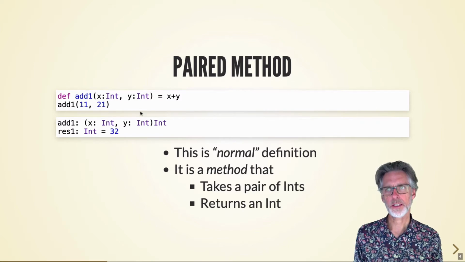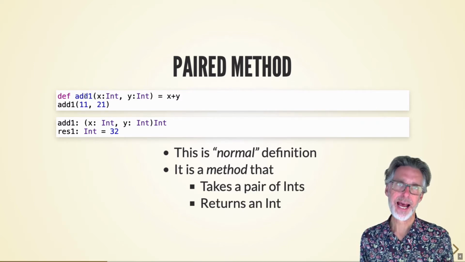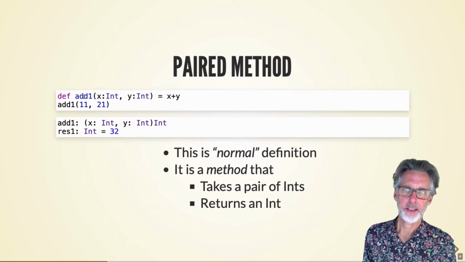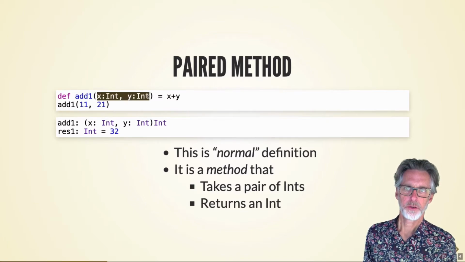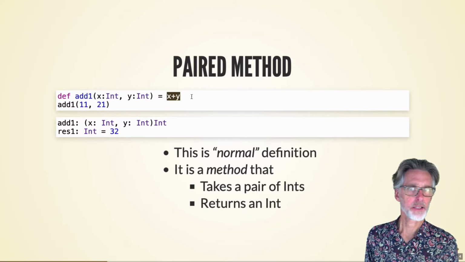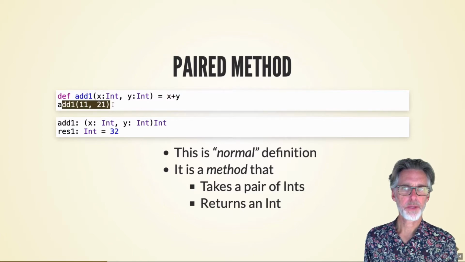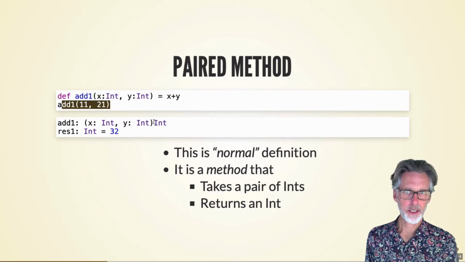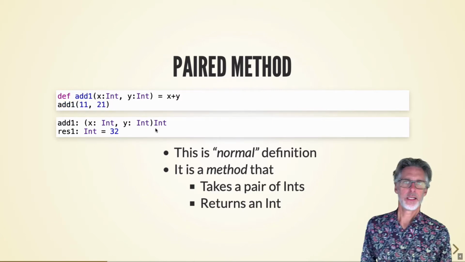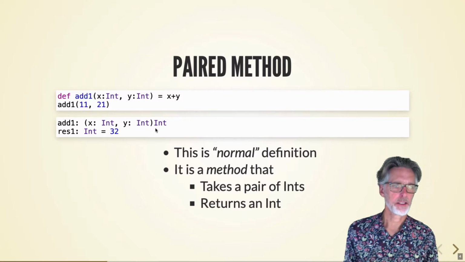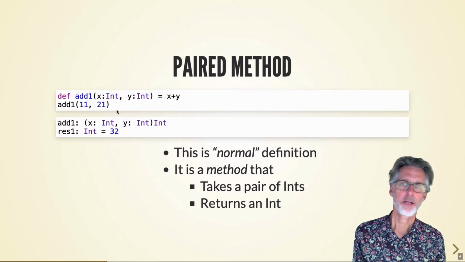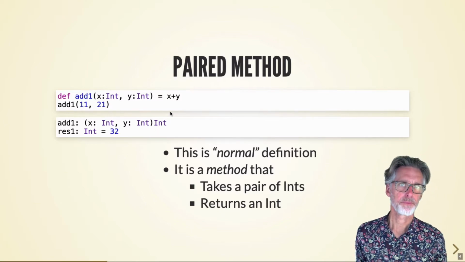To warm up, let's look at the standard definition of add. Here's an add method that takes two parameters and adds them together. When you invoke this, you use the pair syntax, and add takes the pair and adds it up. Add is a method in Scala that takes a pair of ints and returns an int.